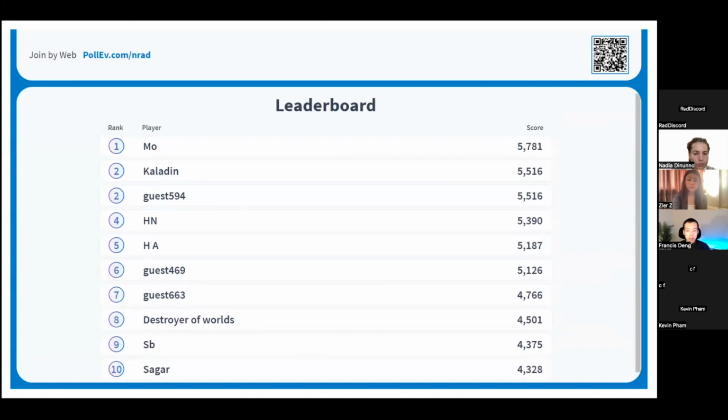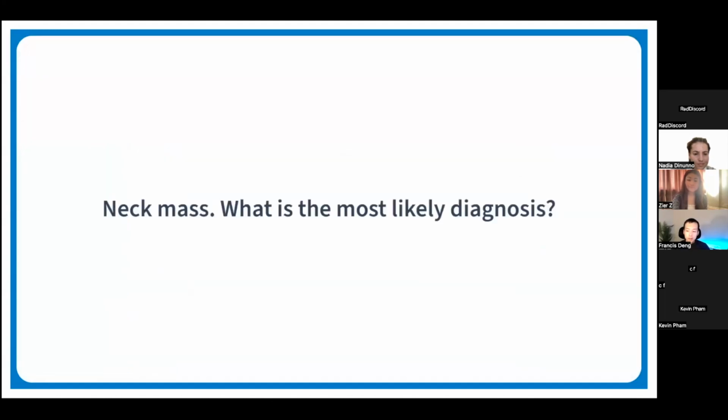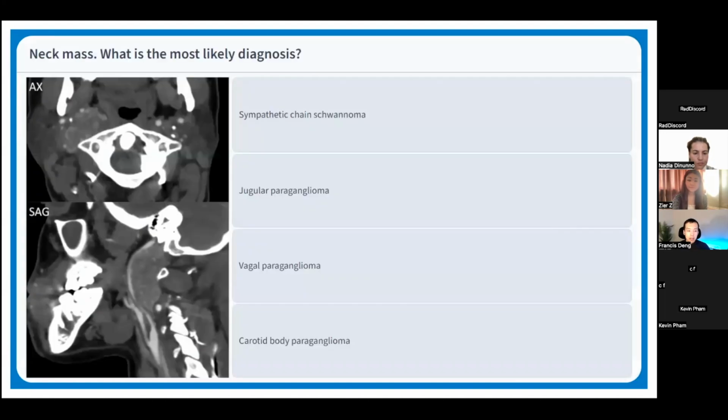Okay, Mo is pulling up ahead. This patient has a neck mass. What is the most likely diagnosis? This is a CT angiogram of the neck on axial and sagittal sections.